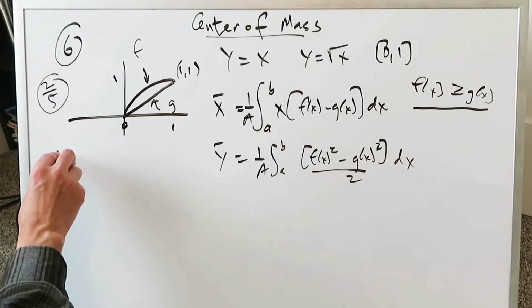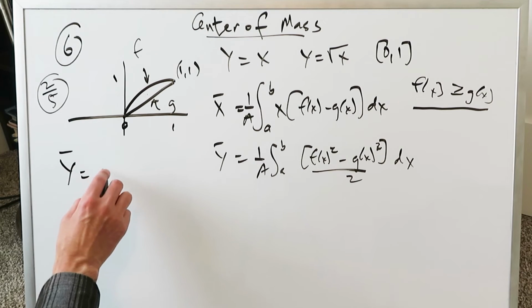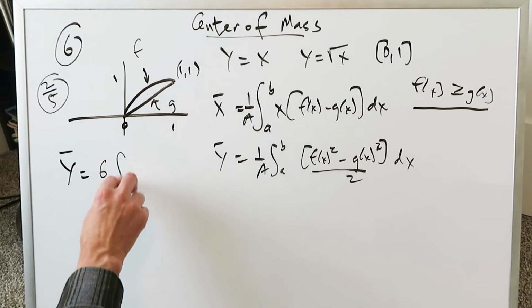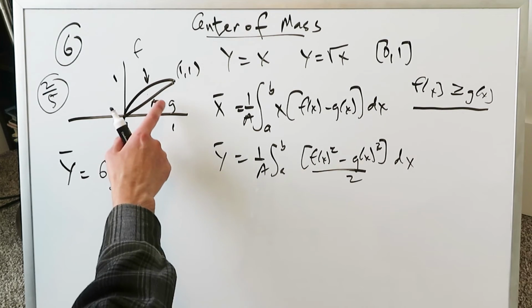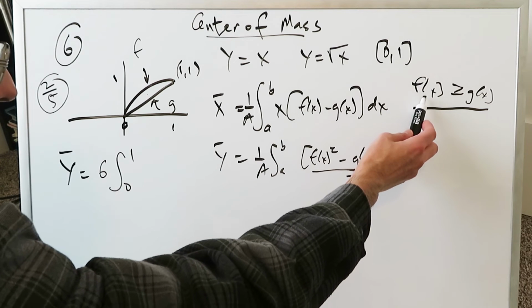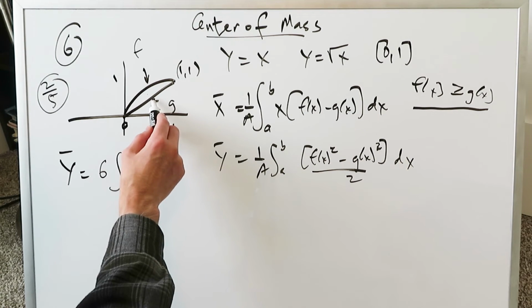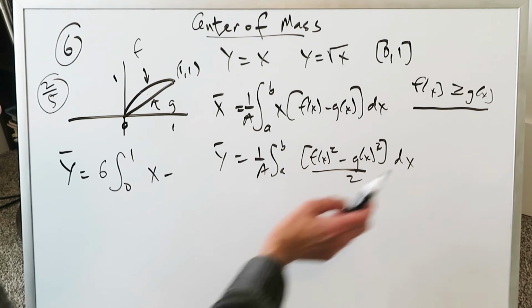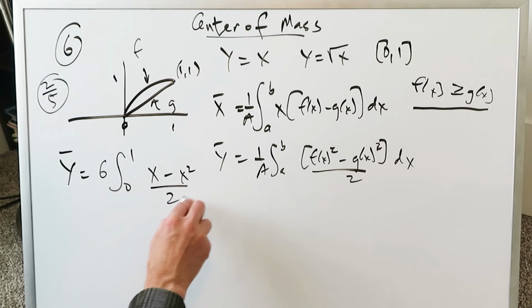The y value of the center mass determination is not hard. It's pretty routine. You just have to remember that this is the formula you're using. You'll have 1 over A, which is 1 over 1 over 6, which is 6, from 0 to 1, f of x whole squared. F of x here has been determined to be root x because it's higher in terms of its outputs. Root x squared is just an x. G of x was given the designation of x squared because it was less in terms of its relationship.